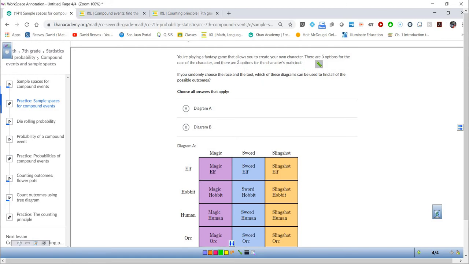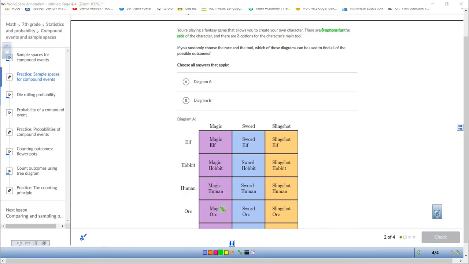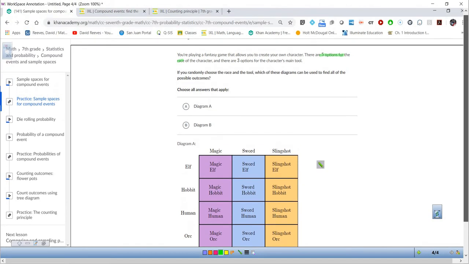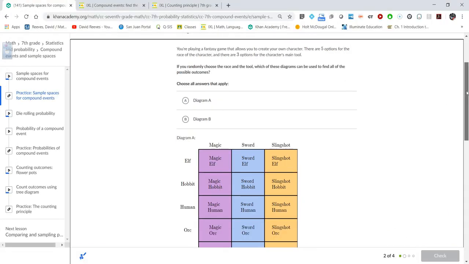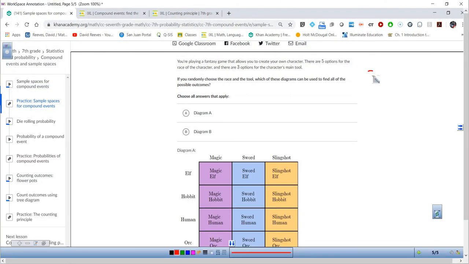All right, at the beginning, there are five options for the race. It's interesting, I guess: human race, orc race, hobbit race, elf race. All right, and then three options for the character's tool. The tools are magic, sword, and slingshot. All right, so the question for us is, which of the two diagrams shows us what's going on? By the way, when you have five options for the first choice and you have three options for the second choice, we're looking for a total of 15 outcomes, okay? 15 outcomes is what we are looking for. Five based on race, three based on tool.